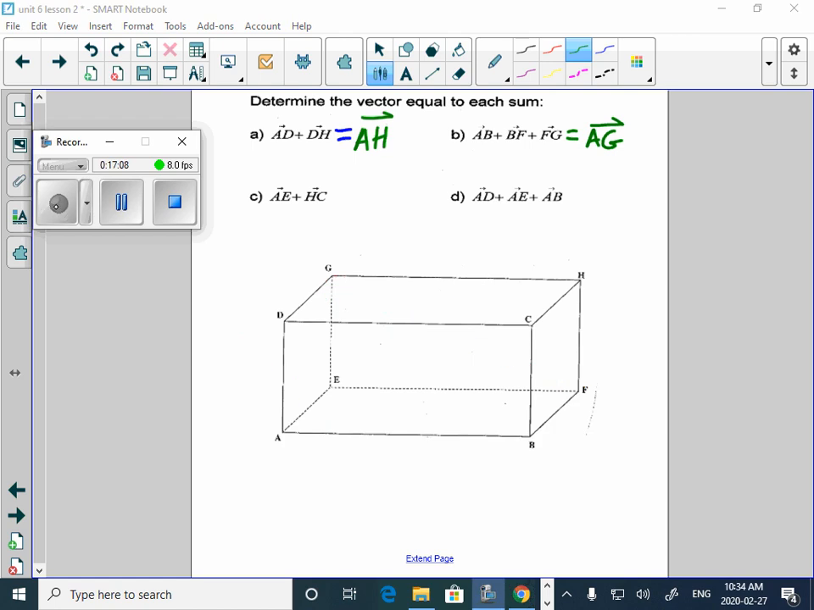The third one is vector AE, so from front to back at the bottom, and adding to that vector HC, starting at the back, going to the front. Well, vector HC is the same as vector EA. It has the same magnitude and direction. So that's like starting at A, going to E, returning back to A. So we haven't really gone anywhere. So that ends up being the zero vector.